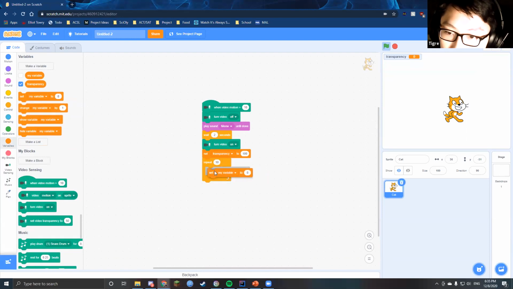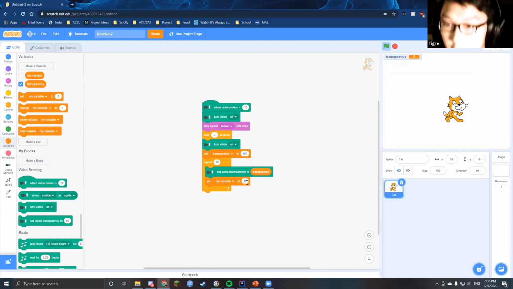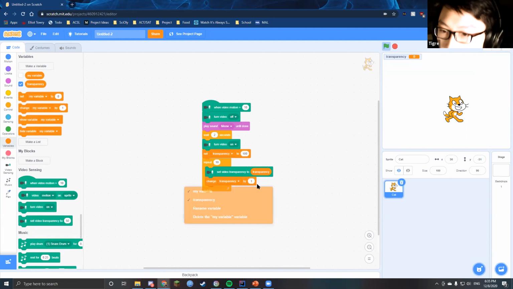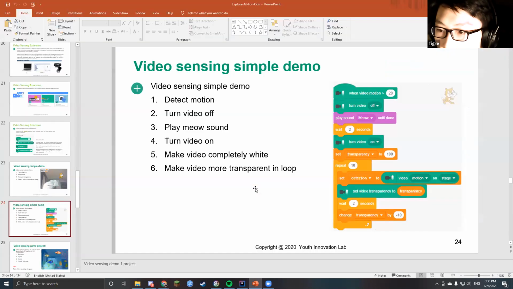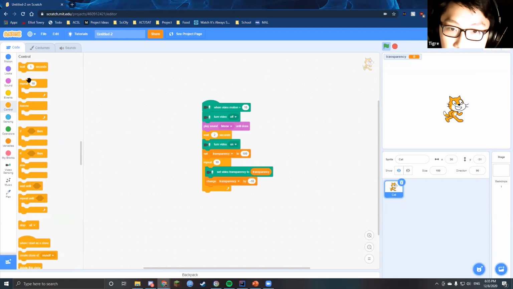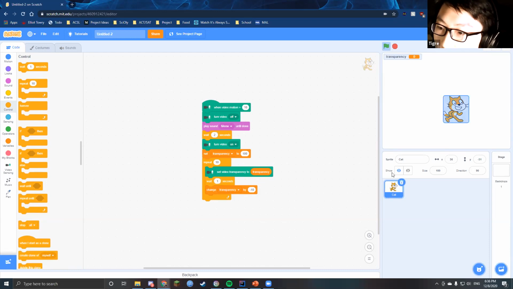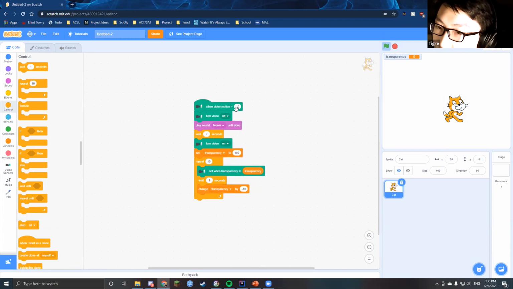you change, oh, that's not what happens. You take the variable transparency that you said before, and you use it to control the actual video transparency. And then every loop, you change the transparency by -10, which means you're making yourself slightly more visible at every loop. And just so it doesn't happen too fast, you put some waits in there. Like that. Does this work? It worked when I was testing it earlier.